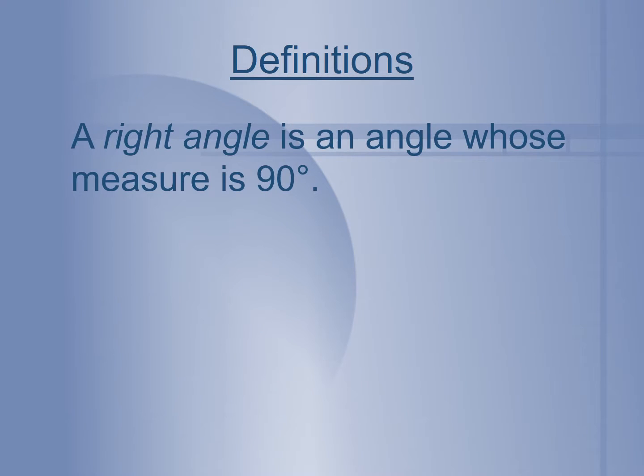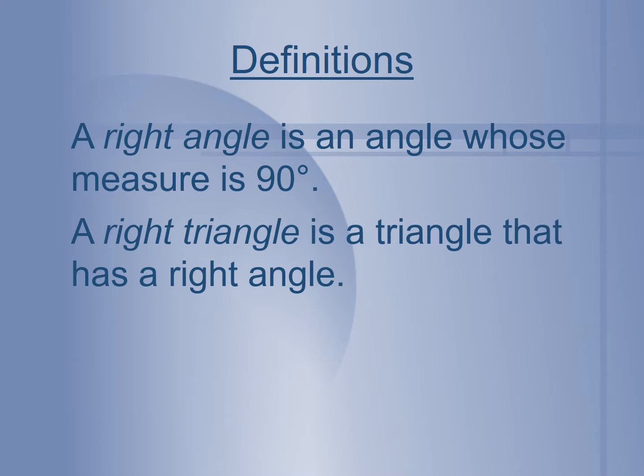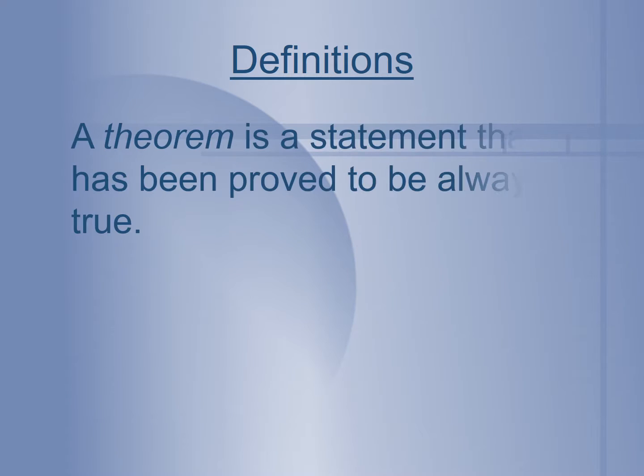Let's look at some definitions. Our first definition is a right angle. A right angle is an angle that has a measure of 90 degrees. And a right triangle is a triangle that has a right angle. And a theorem is a statement that has been proved to always be true.